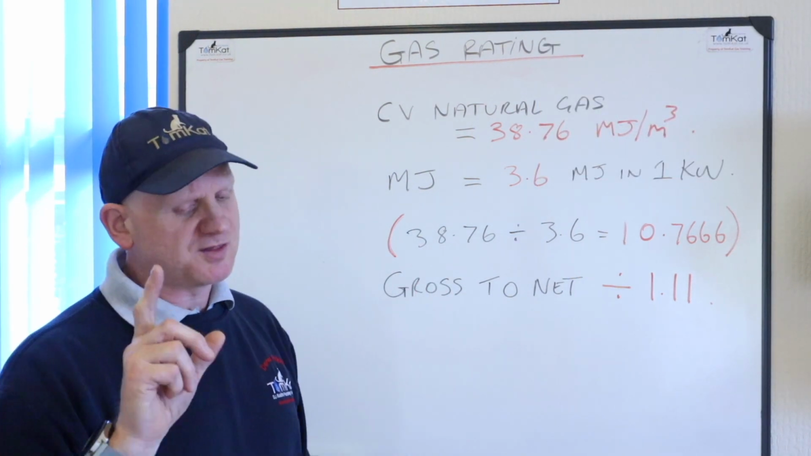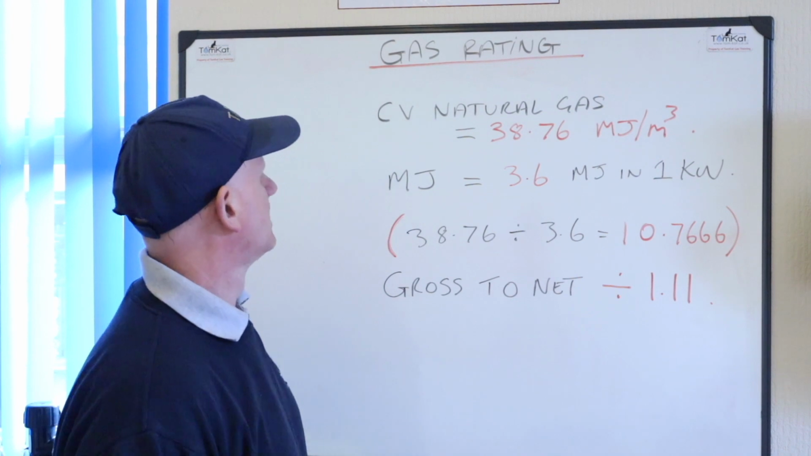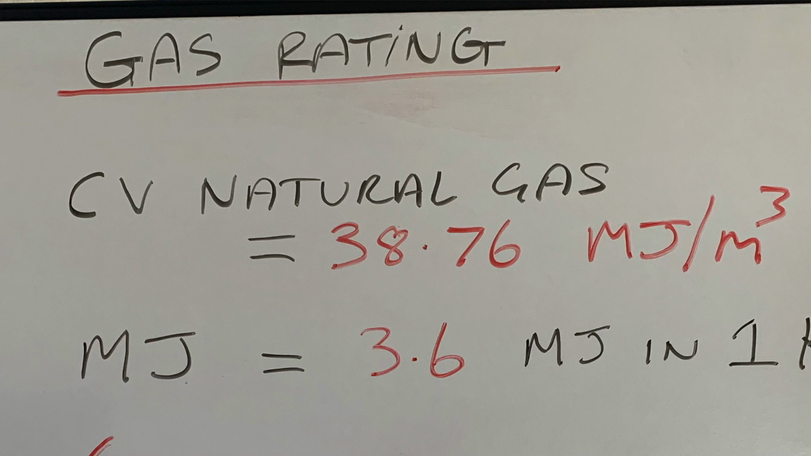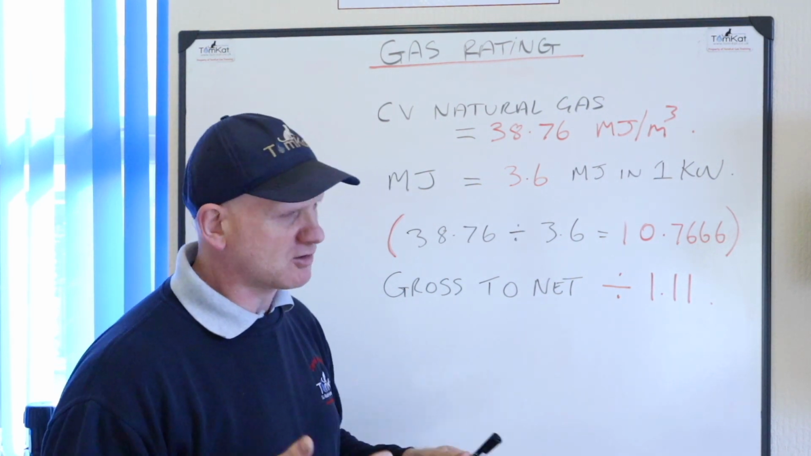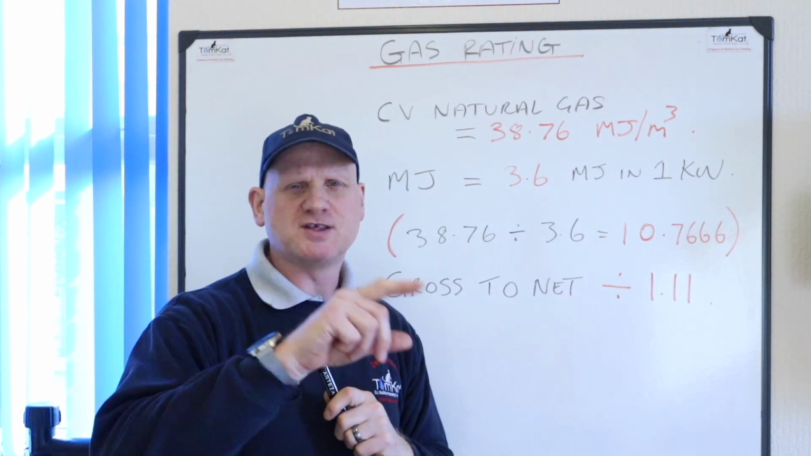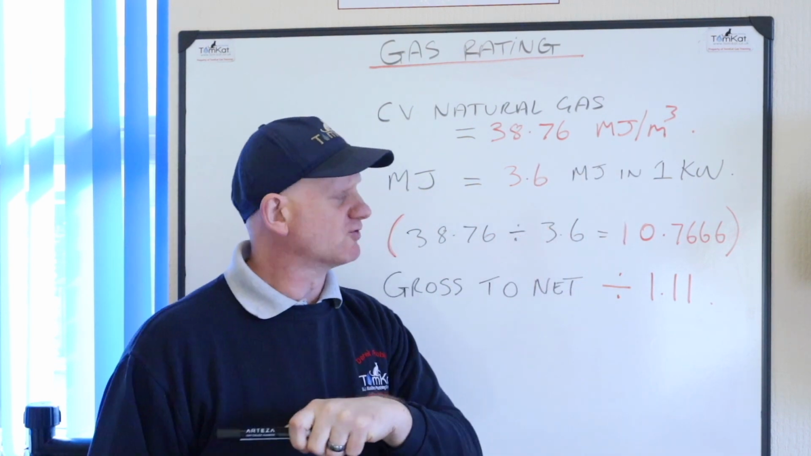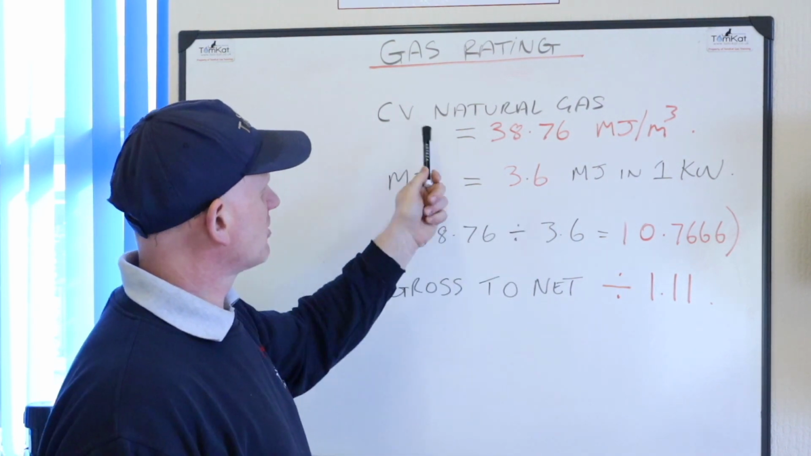First, we need to understand where the figures come from. The first thing is CV. What does that mean? It means the calorific value of natural gas, how much energy is actually in that gas. At the moment we're using an average around the country, so all the boiler manufacturers, the cookers, the fires, all use the same calculation, which is at the moment 38.76 megajoules per meter cubed. MJ means megajoules. When we're gas rating, we're normally using 38.7. That's just for natural gas.